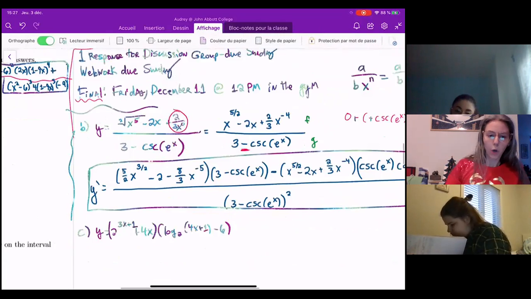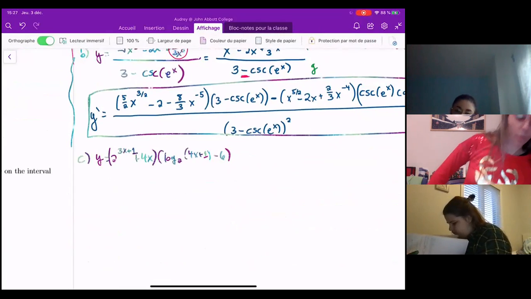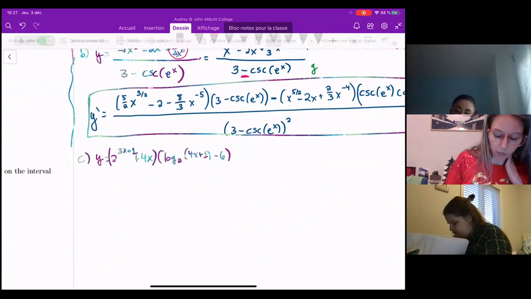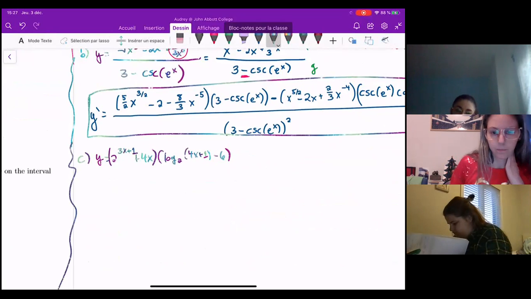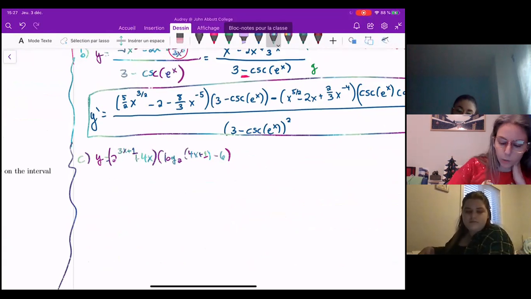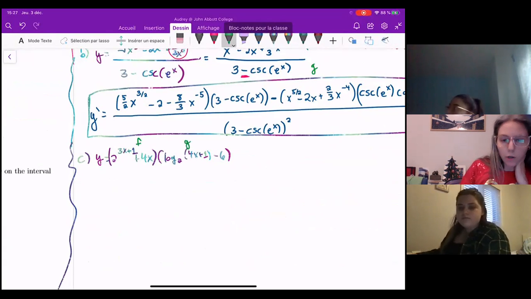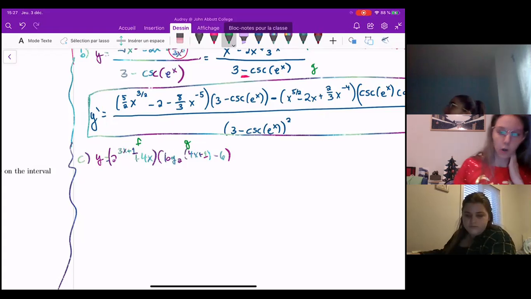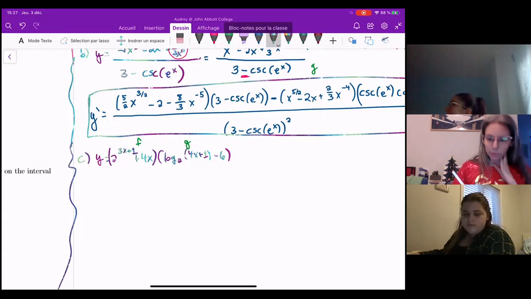Okay, so what's my main rule here? You got it. So again, this is going to be a product rule. I want to make sure that we get through, and I think this one's pretty straightforward. This is just a straightforward product rule.